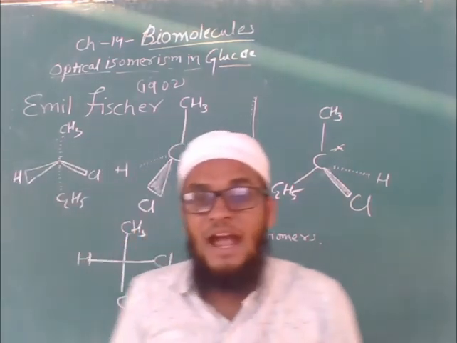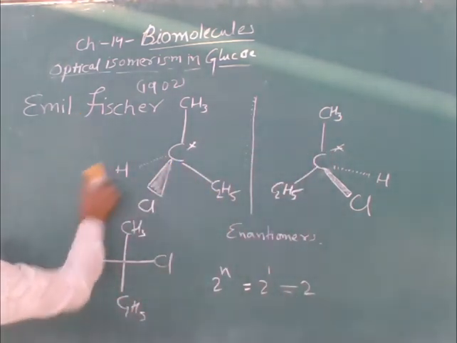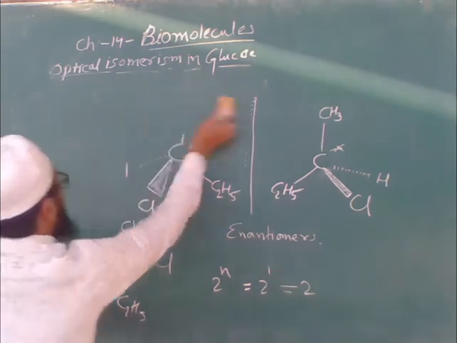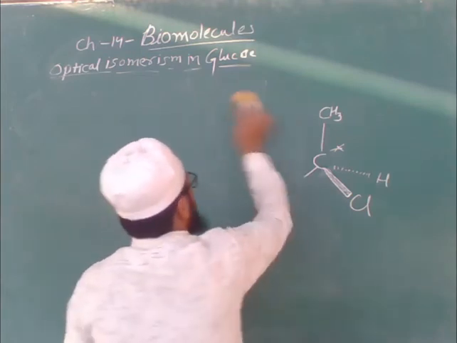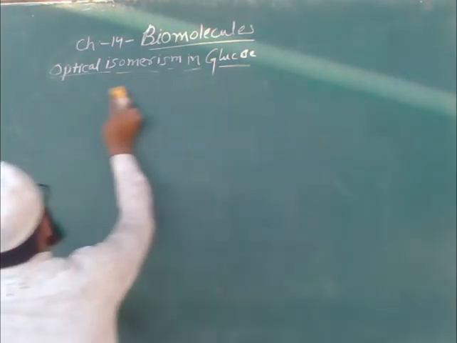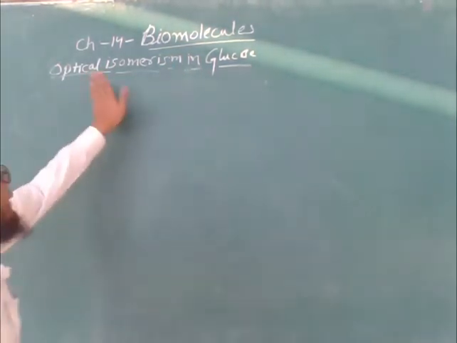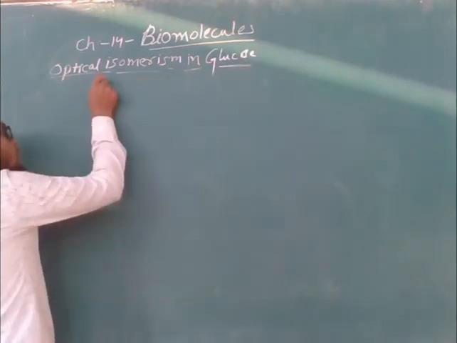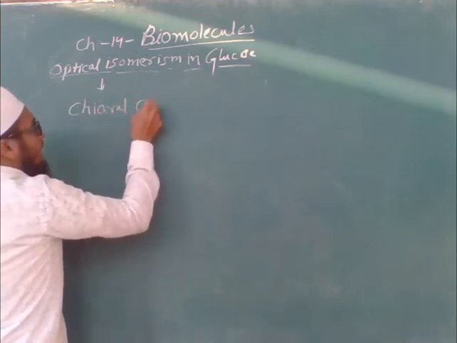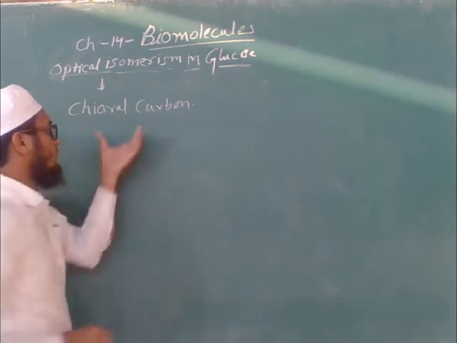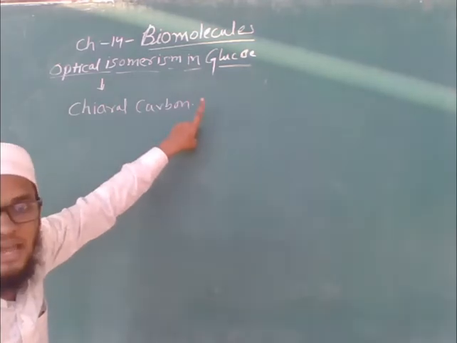Now we'll move towards our actual point. Our actual point is optical isomerism in glucose. So what is the need for optical isomerism? A compound must have a chiral carbon. So whether glucose has a chiral carbon or not?